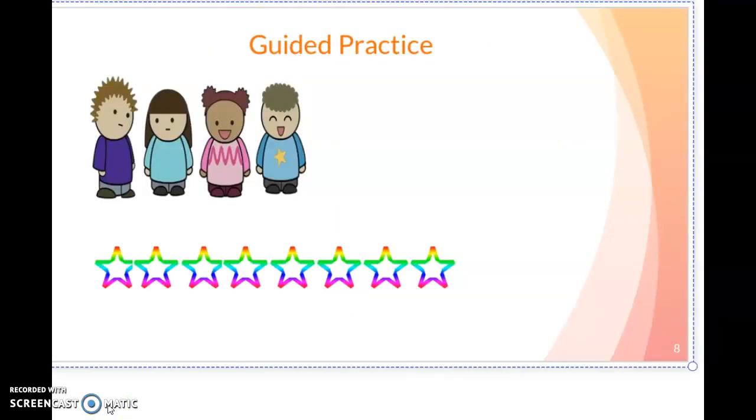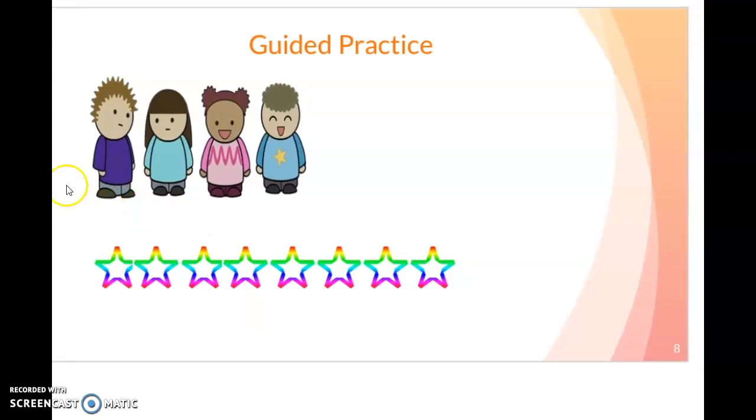Now we're going to look at another way that we can use a set of objects to show fractional parts of a whole. So here we have 3 friends, okay? And let's give them some names. So we have Larry, Sue, Peggy, and Sam.